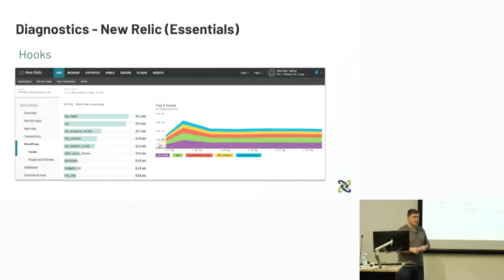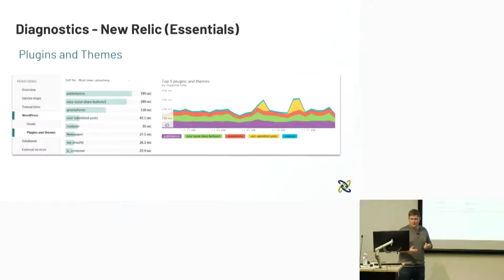You can see plugins and themes. It'll actually give you a breakdown, and you can sort by the most time consuming. So you can see which plugins are causing you the most performance impact, and if you switch themes, what's going on there.